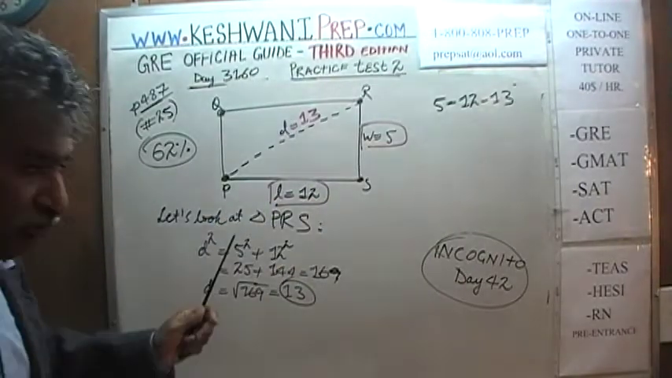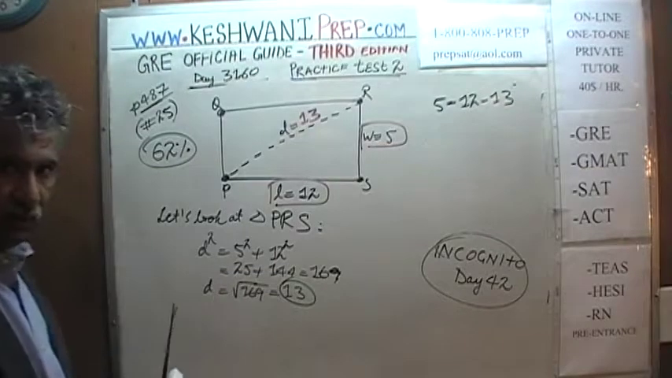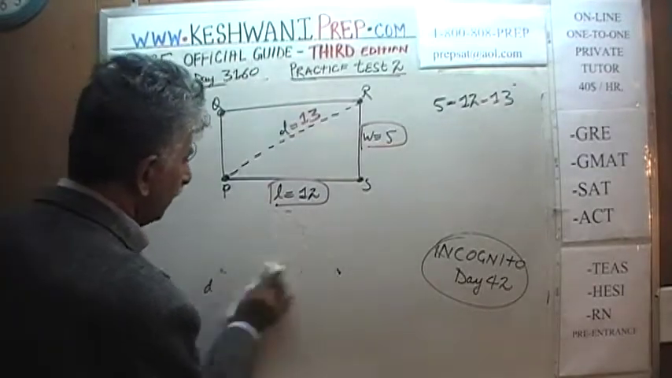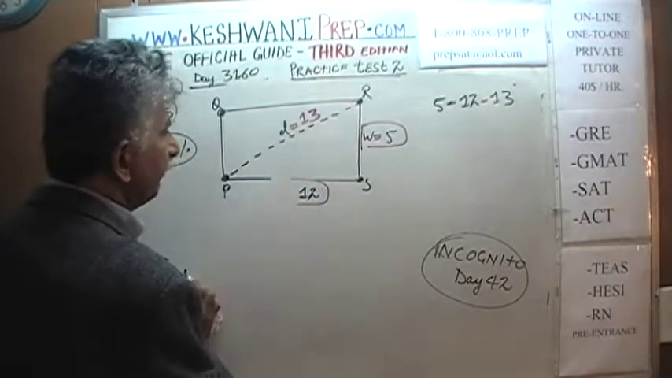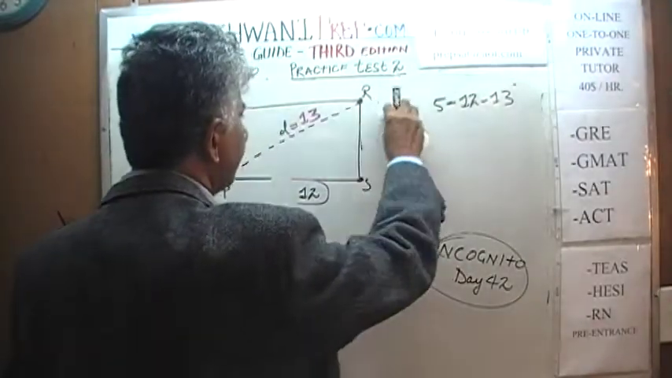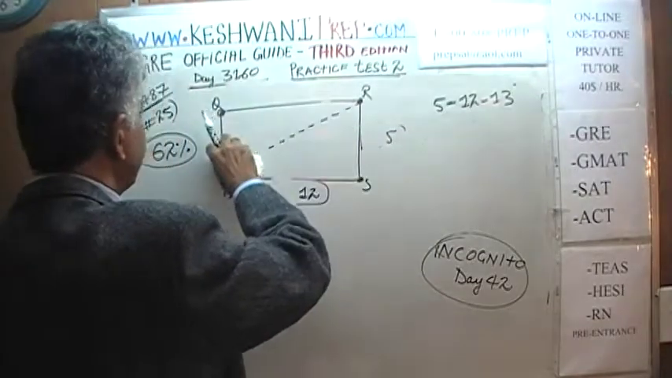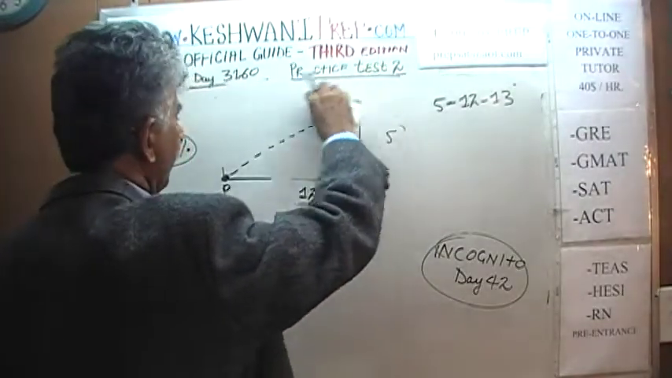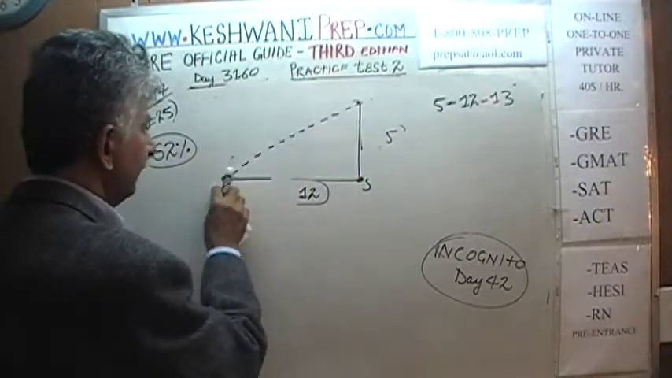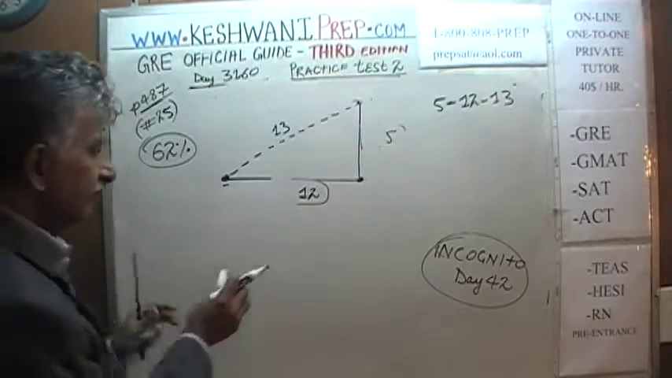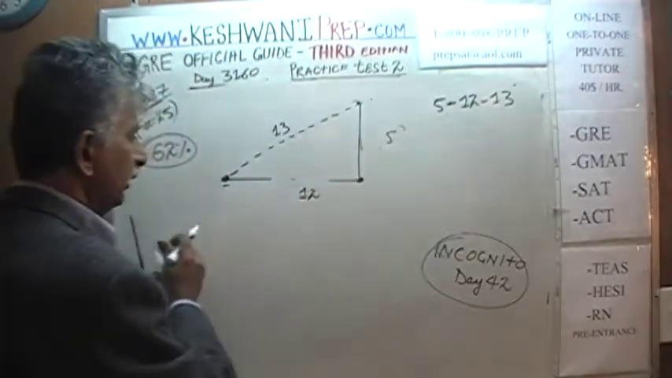Okay, so we're done with this problem. That's it. The answer was 13. We found the answer. We're done with it. Let's look at this part here. A 5, 12, 13 triangle is where one side is 5, the other side is 12, and the missing side is 13. But it's not going to appear as 5, 12, 13 most of the time.